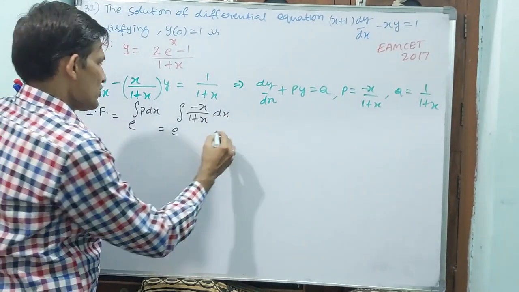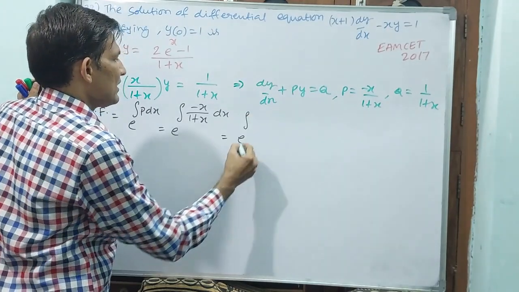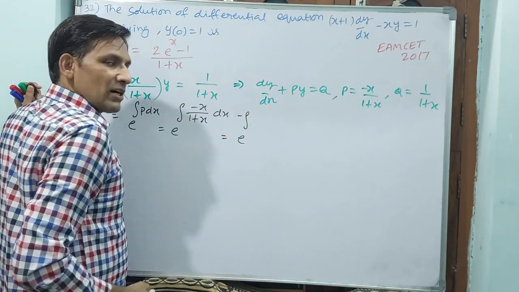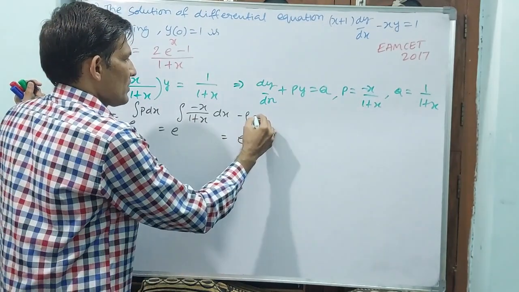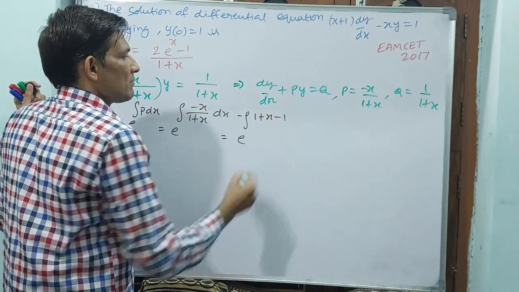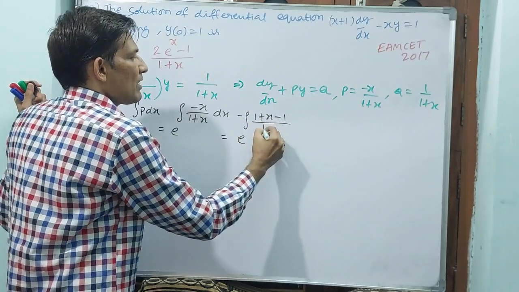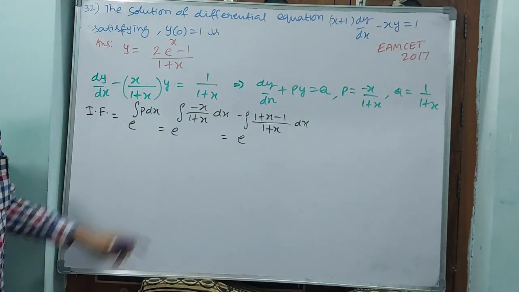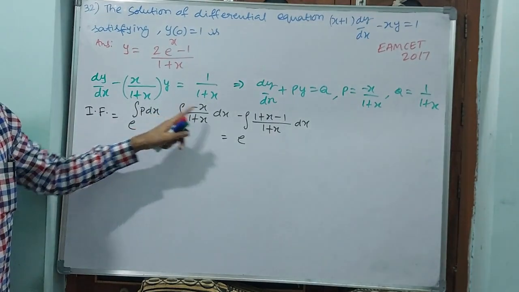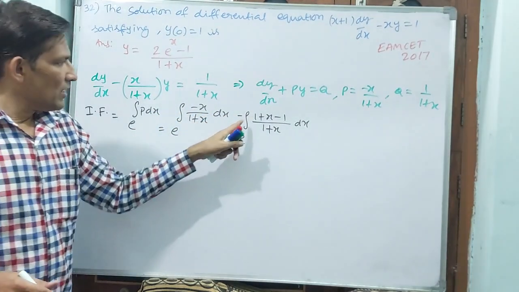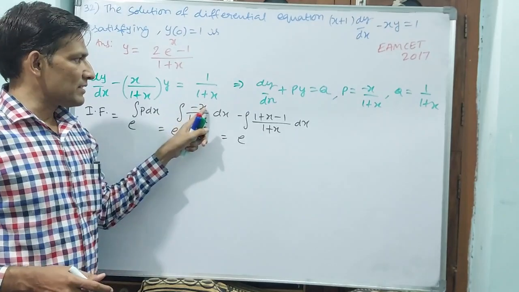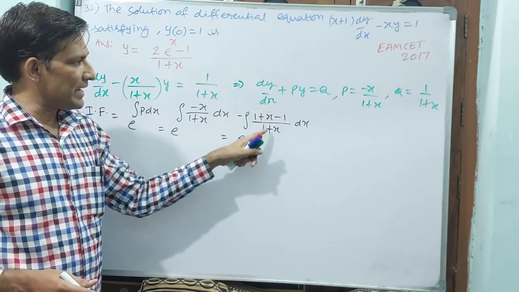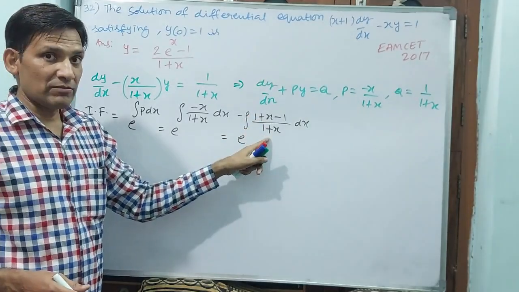Now I am changing it, see how. E power integral, the minus I will take outside, of (1 plus x minus 1) divided by 1 plus x dx. Is it correct? This minus I have taken outside, and minus is still outside only. Now only x will be there, but plus 1 minus 1 I have added, because plus 1 minus 1 gets cancelled. Why? 1 plus x by 1 plus x becomes 1.